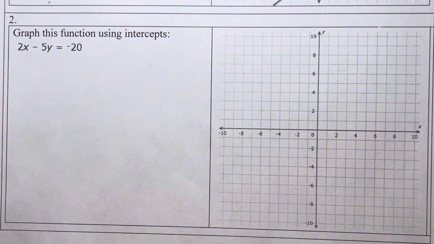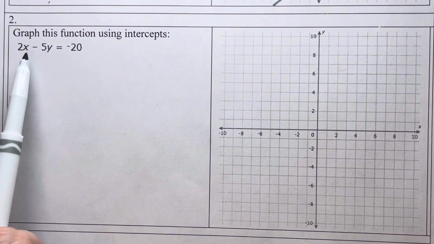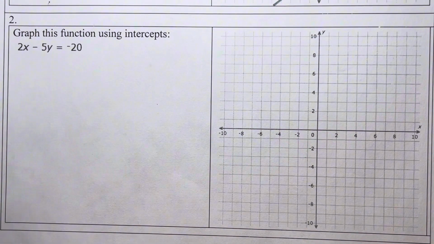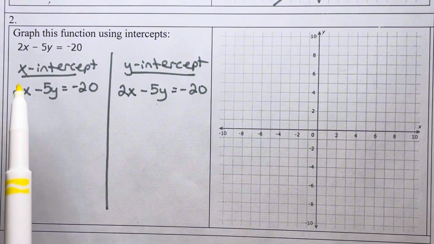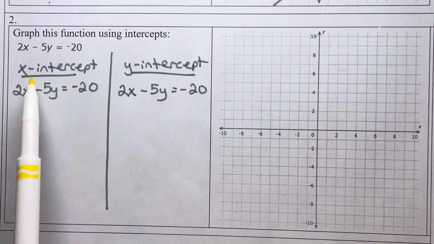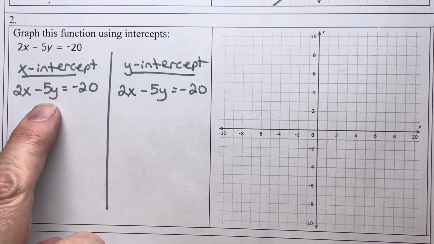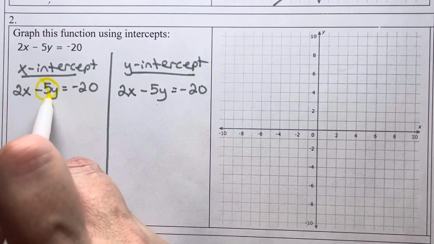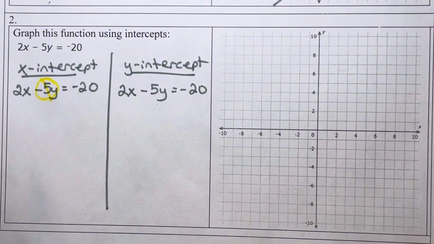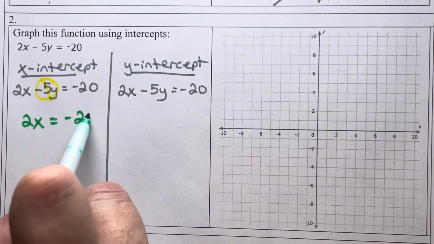Example 2. We're going to graph this function using intercepts where 2x minus 5y is equal to negative 20. Now that we have our paper organized and spaced out, let's see if we can find our first intercept. So for the x-intercept, we know that we need to cover the letter that we don't need. If I'm finding the x, then I don't need y. So I cover that up, or I just mark it out. Step 2, rewrite your tiny equation. So our tiny equation is 2x equals negative 20.